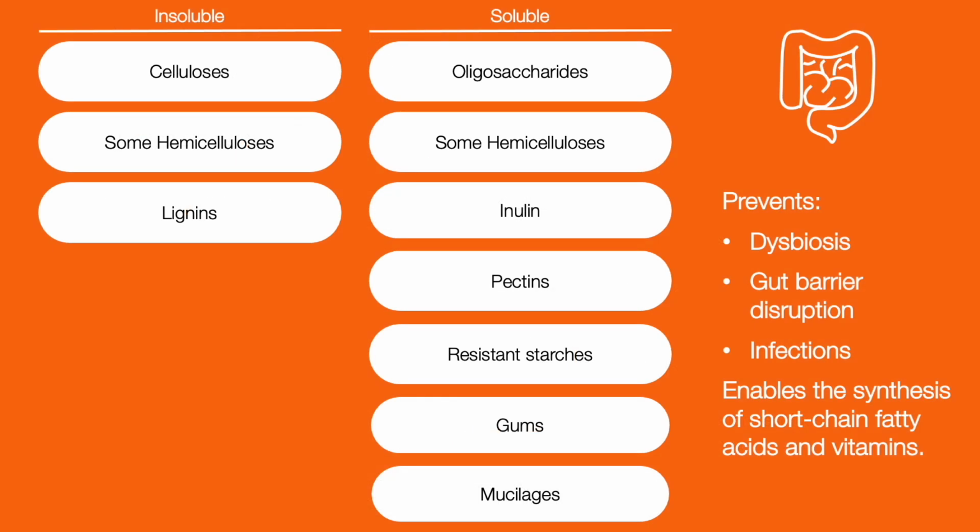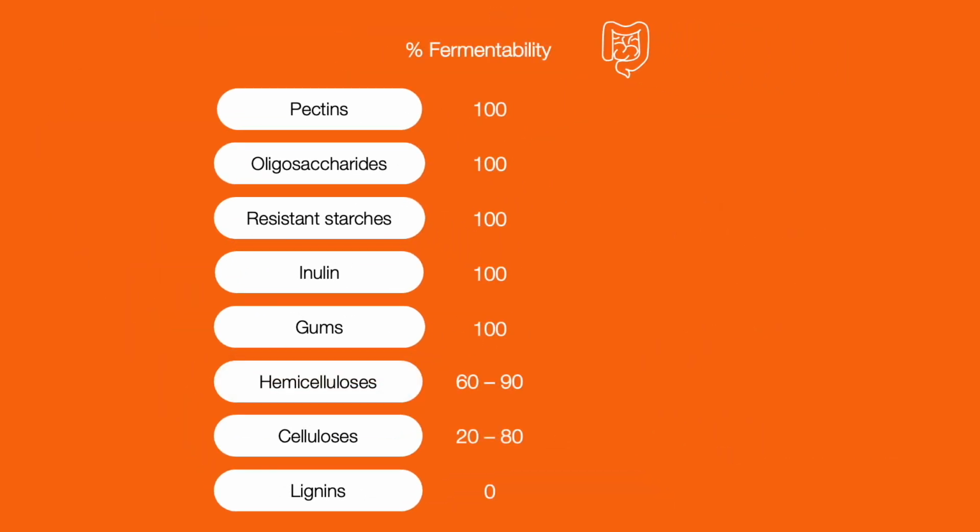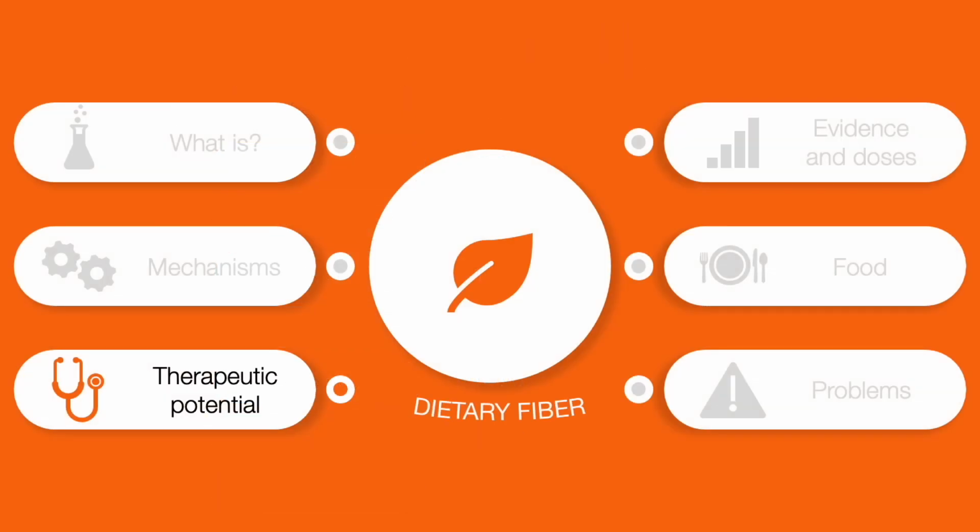It is important to note that not all dietary fiber components are equally fermentable. The most fermentable components of fiber are pectins, oligosaccharides, resistant starches, inulin, and the gums, which can be fermented completely. Between 60 and 90% of hemicelluloses can be fermented, and between 20 and 80% of celluloses, while lignin cannot be fermented.